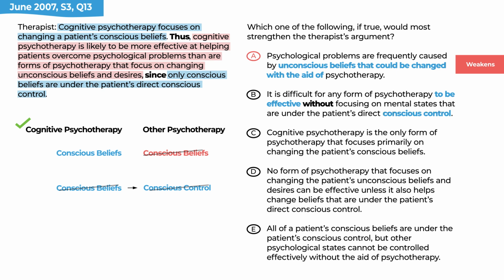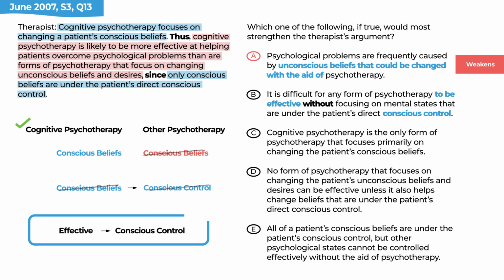And we can take what comes after the word without and put it into the necessary condition of an if-then relationship, conscious control, and take the other side, difficult for any type of psychotherapy to be effective, without. So what's the opposite of it being difficult? If it's going to be effective, right, then it has to focus on mental states that are under the patient's direct conscious control. If we take the contrapositive of this, we get that if it's not under the patient's direct conscious control, then it's not going to be effective, or it's going to be difficult for it to be effective.